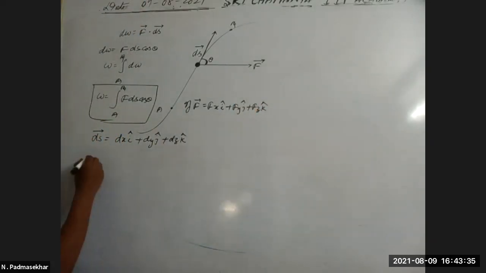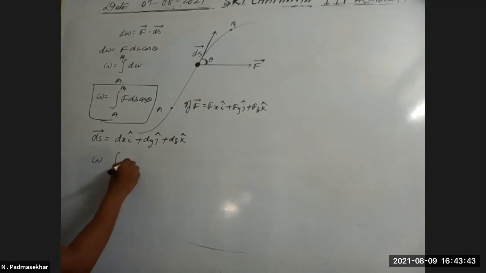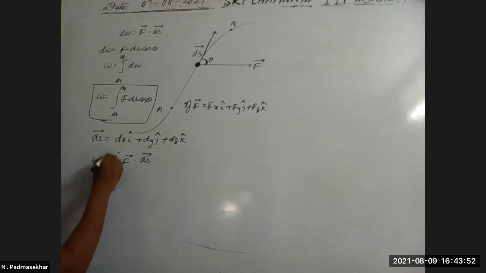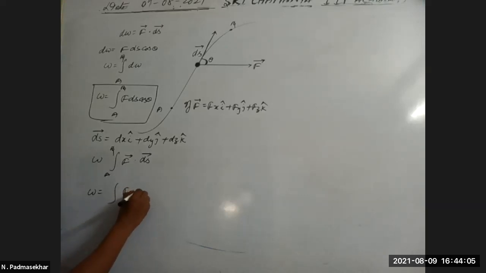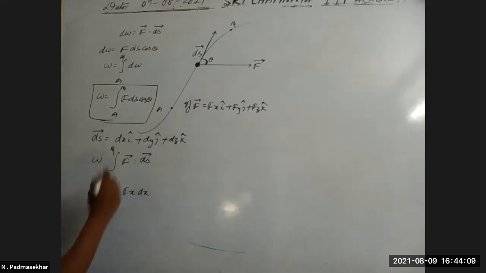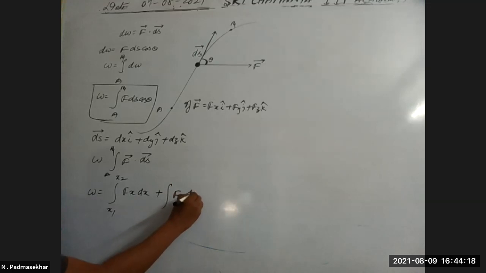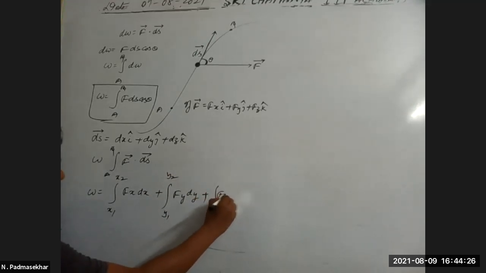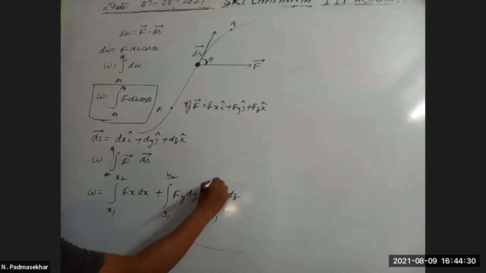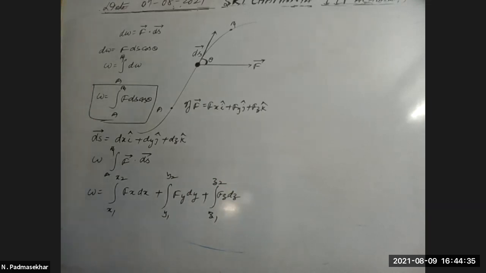And what is the work done? W is equal to the integral of f bar dot ds bar, from a to b. So W is equal to the integral of fx dx, where the coordinates are given as x1 to x2, plus the integral of fy dy from y1 to y2, plus the integral of fz dz from z1 to z2. So what is an example of this?